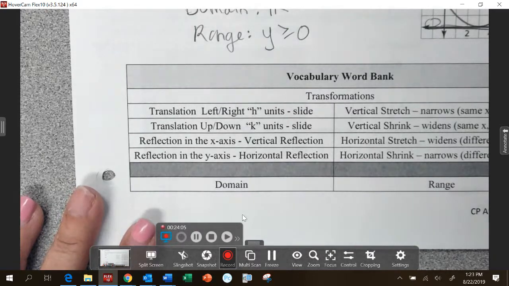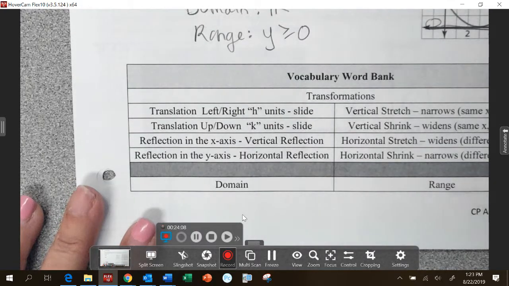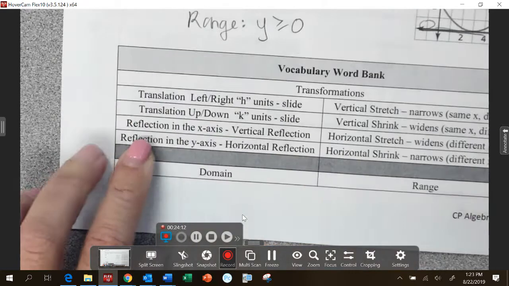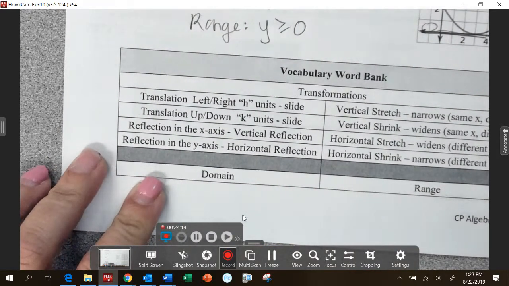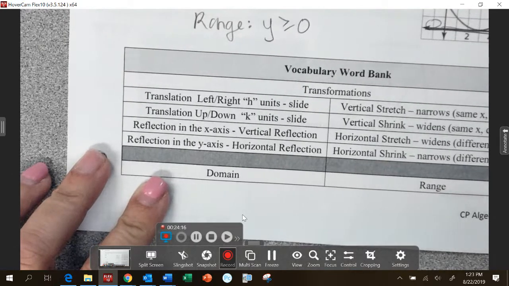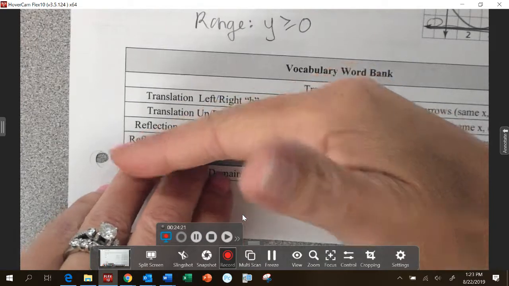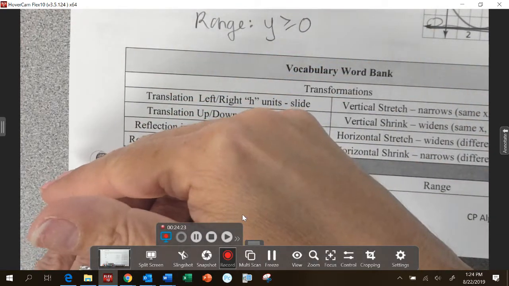So slide, we're not calling it slide. What are we calling it? Translation or translate. And then flip, we're not calling it flip. We're calling it reflection. So not only are you doing this stuff, but you're also using mature mathematical vocabulary.